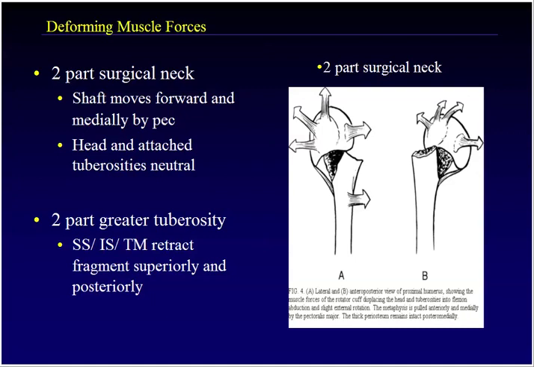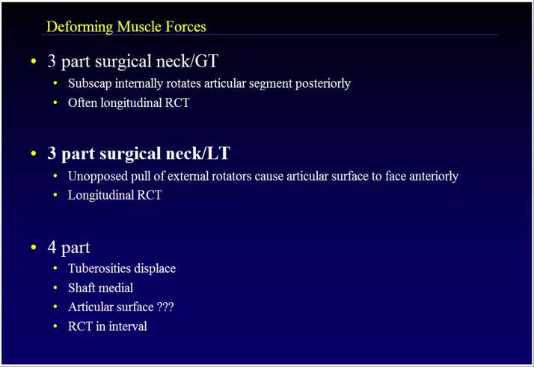The three-part surgical neck fracture, which does involve the greater tuberosity, the subscapularis will internally rotate the articular segment. You can have a longitudinal tear in the rotator cuff. If you have a three-part fracture involving the surgical neck and the lesser tuberosity, you'll have unopposed pull of the external rotators, which can cause the articular surface to face anteriorly. So the articular surface will really rotate 90 degrees and be looking at you sort of directly en face, and those will also have longitudinal tears of the cuff.